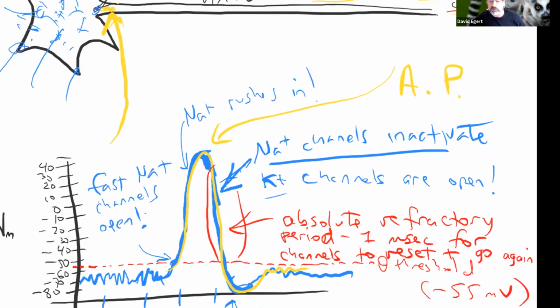So absolute refractory period means you have to wait at least 1 millisecond after you fire off an action potential before you can have another action potential on that same piece of membrane with those same channels.